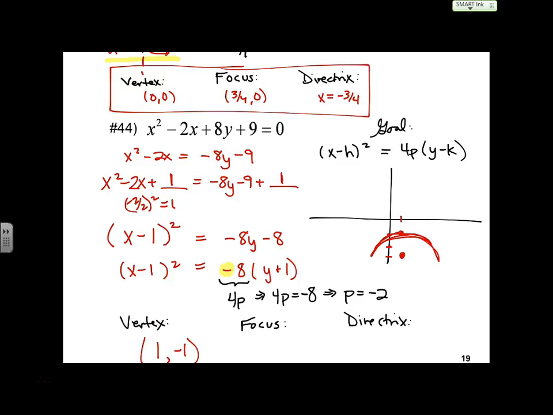Where's my directrix? Up 2. See it? Focus is in the concavity, the mouth is eating it, down 2. The directrix is back 2. It's the opposite direction. Now we just have to say, all right, cool, how do we write those down in order to answer it? Well, what point is that focus, guys?